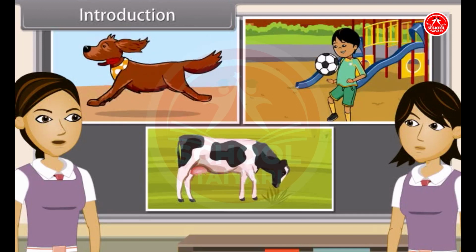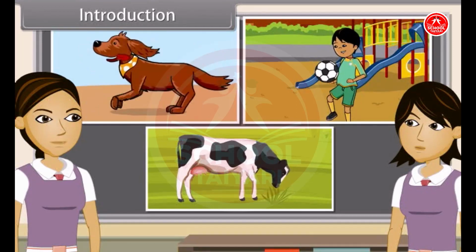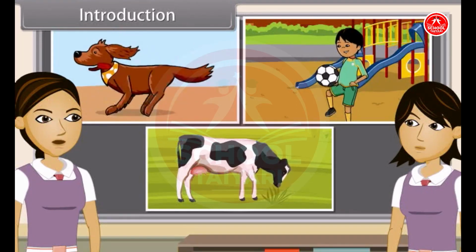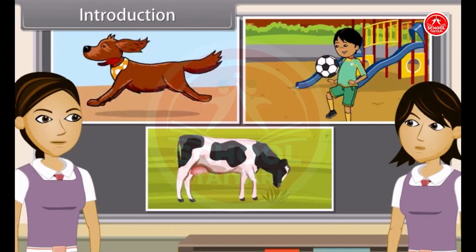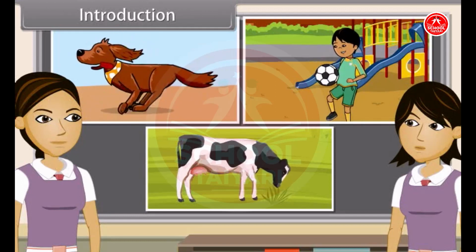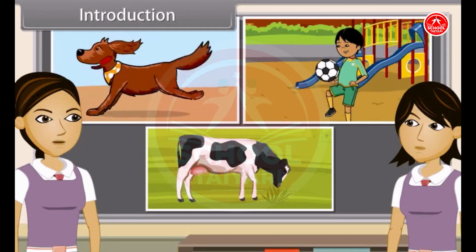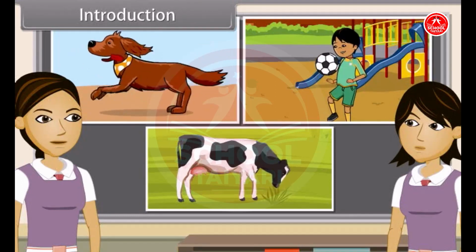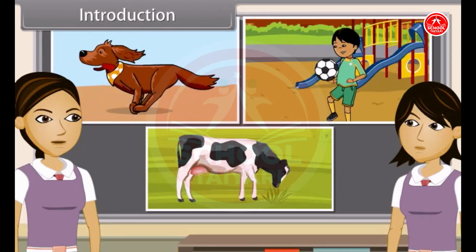If we analyze these movements, we find a reason behind each and every movement. The dog may be running because it has seen a cat. Children play to have pleasure. Cows chew cud to help break up tough food so as to be able to digest it better.